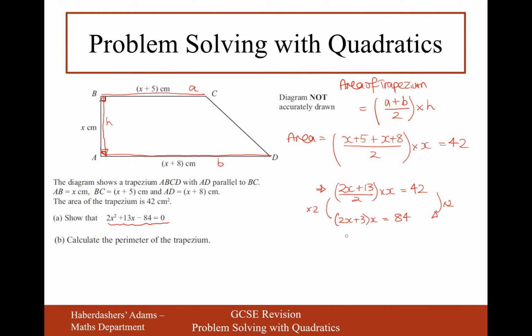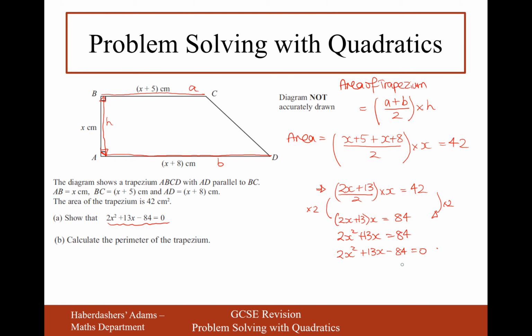The next thing we'll do is we'll expand the brackets. 2x squared plus 13x, so it's 13 from before, equals 84. And then take away 84 from both sides, 2x squared plus 13x minus 84 equals 0. And there we are.